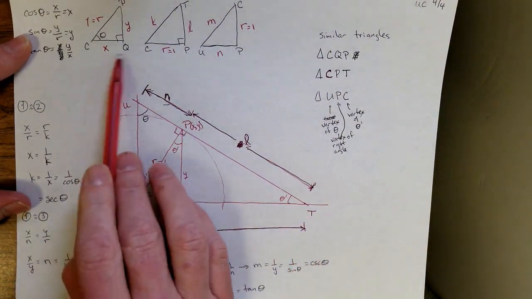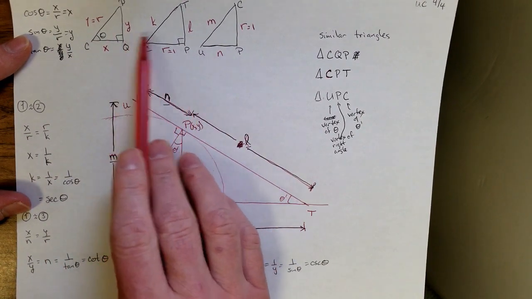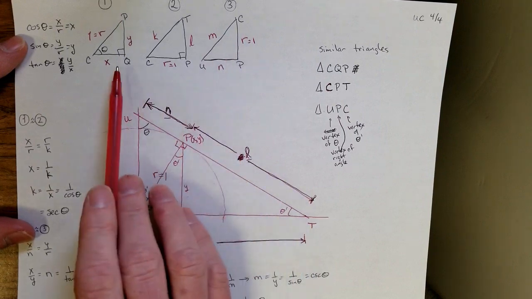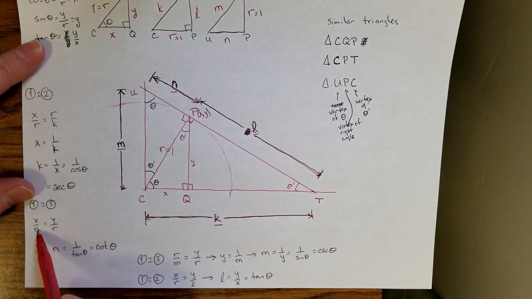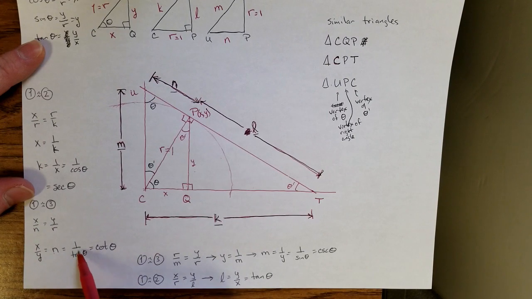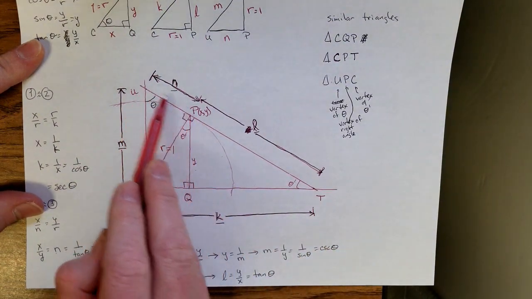If we look at triangles 1 and 3, they are similar. So x is to n as y is to r. Working that out, we see that n must be equal to x over y, which is 1 over the tangent of theta, which is cotangent of theta. So n, the distance from here to here, is the cotangent of the angle.